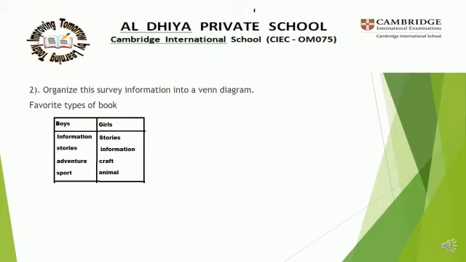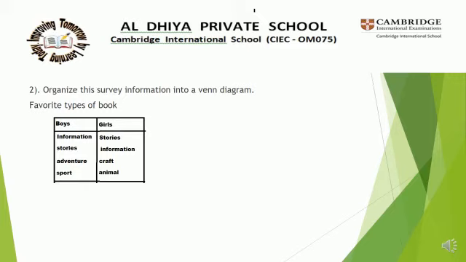Organize this survey information into Venn diagram. What is Venn diagram? Venn diagram is the overlapping circles that we are using for sorting and interpreting the data. Okay. They have given favorite types of books.